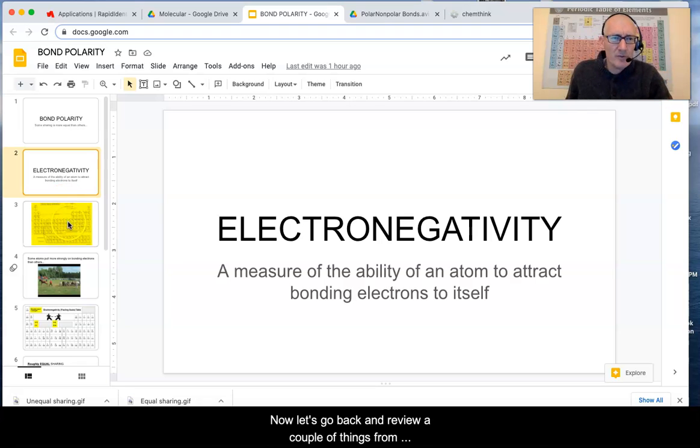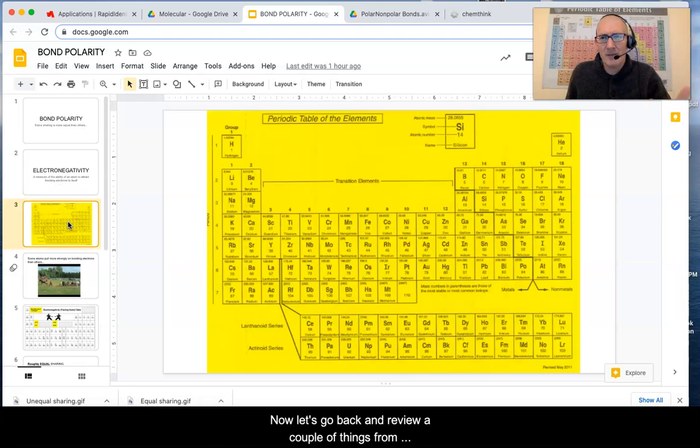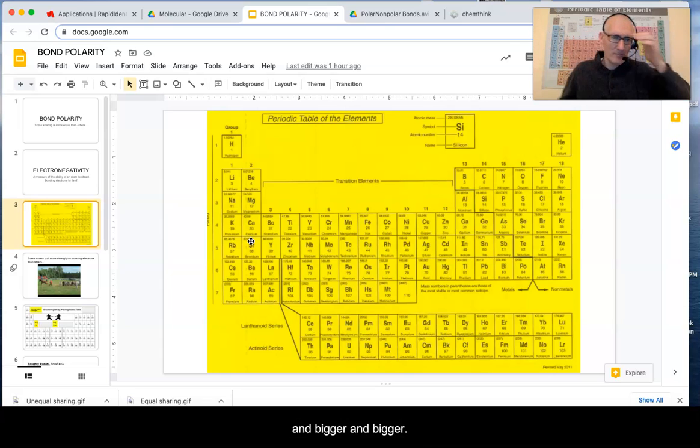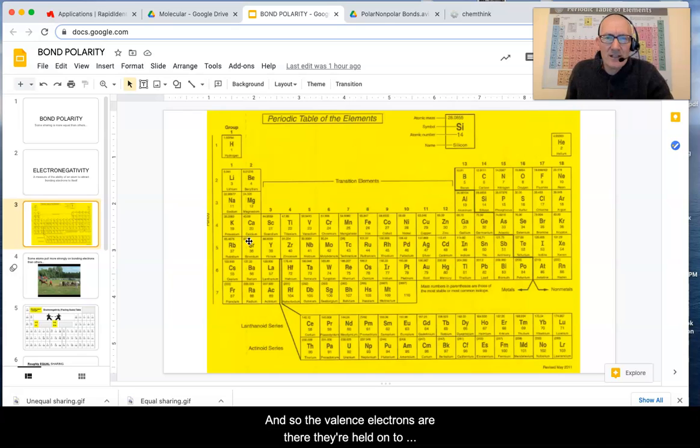Now let's go back and review a couple of things from basically periodic trends. So if you think back to earlier in the year in chemistry, we should remember that as we go down any group, all right, we're getting more and more electron layers. We're getting more and more orbitals, so the atoms are getting bigger and bigger and bigger. And so the valence electrons are held on to less and less tightly.